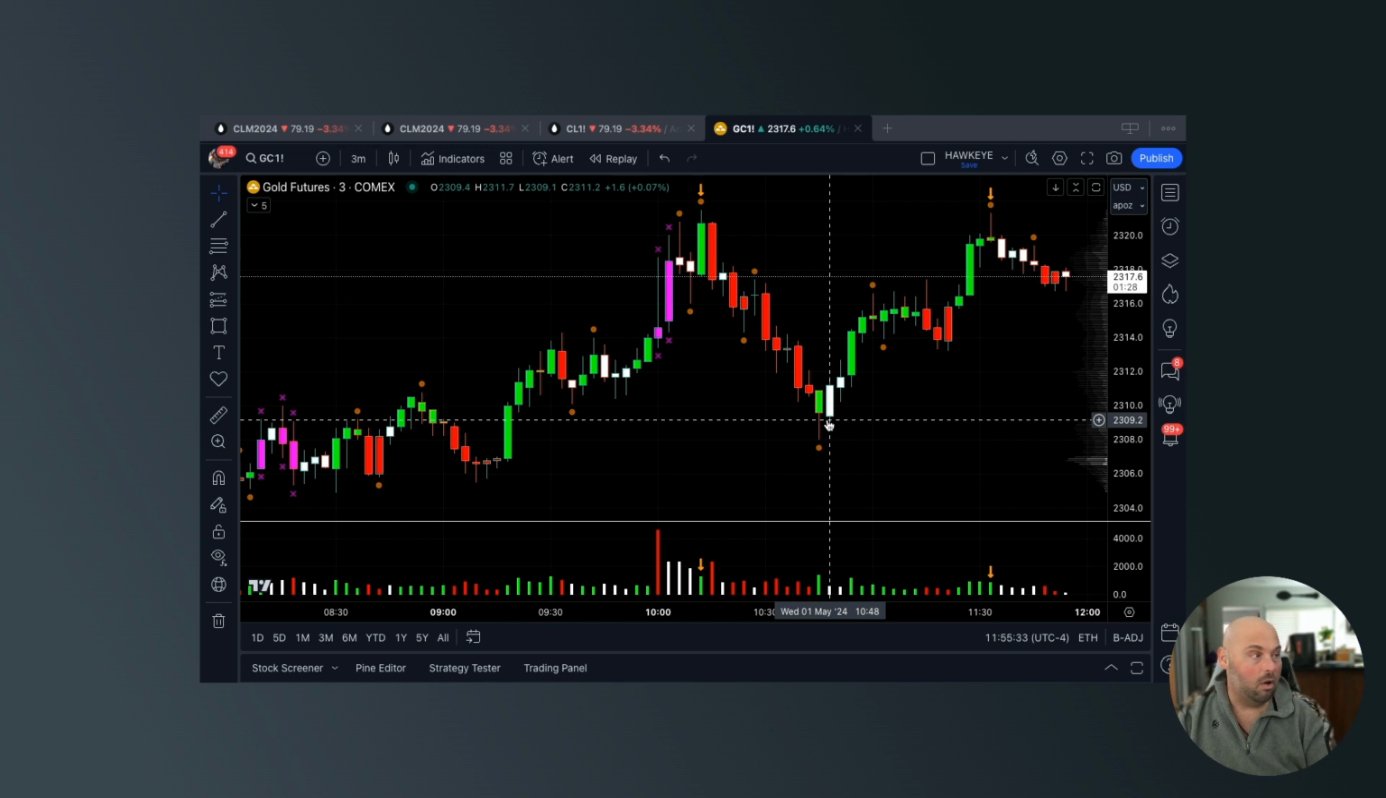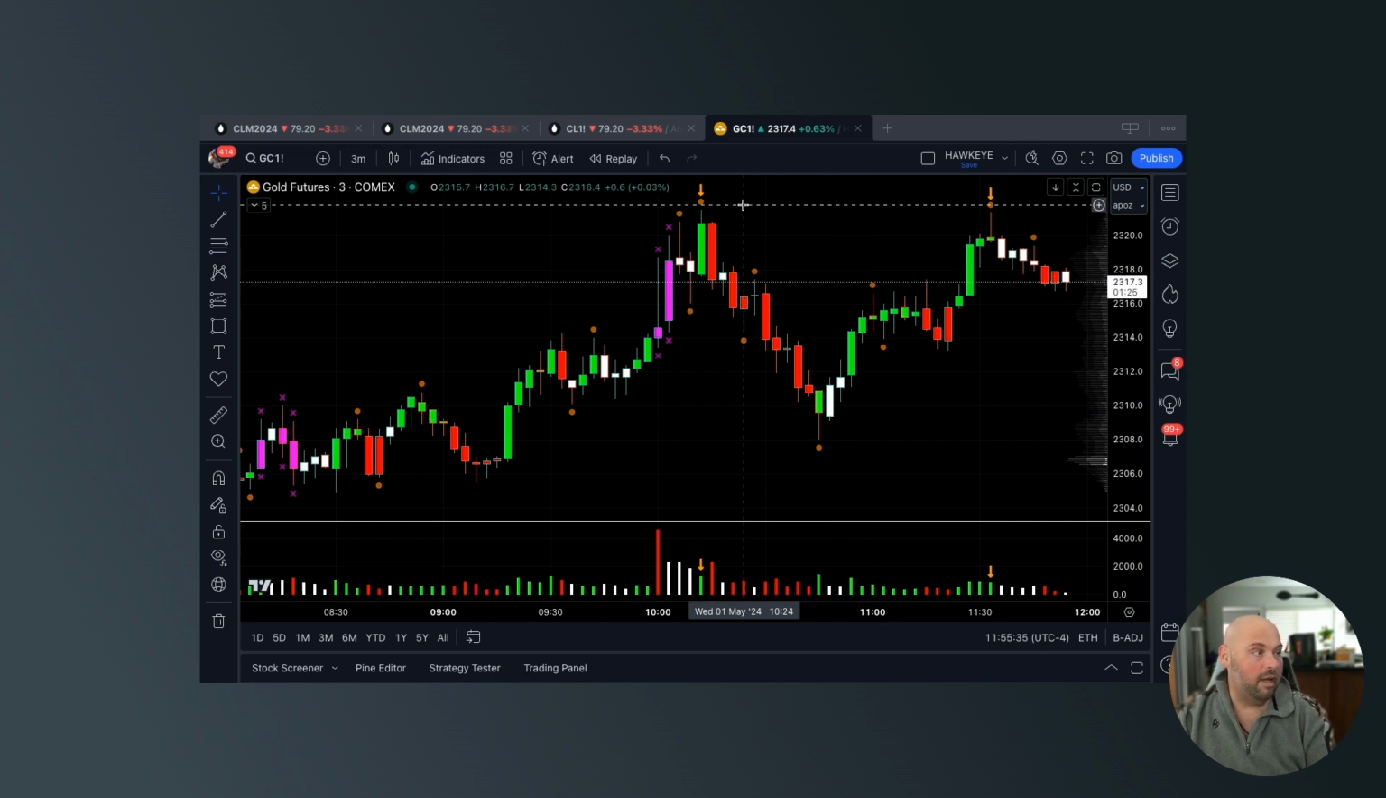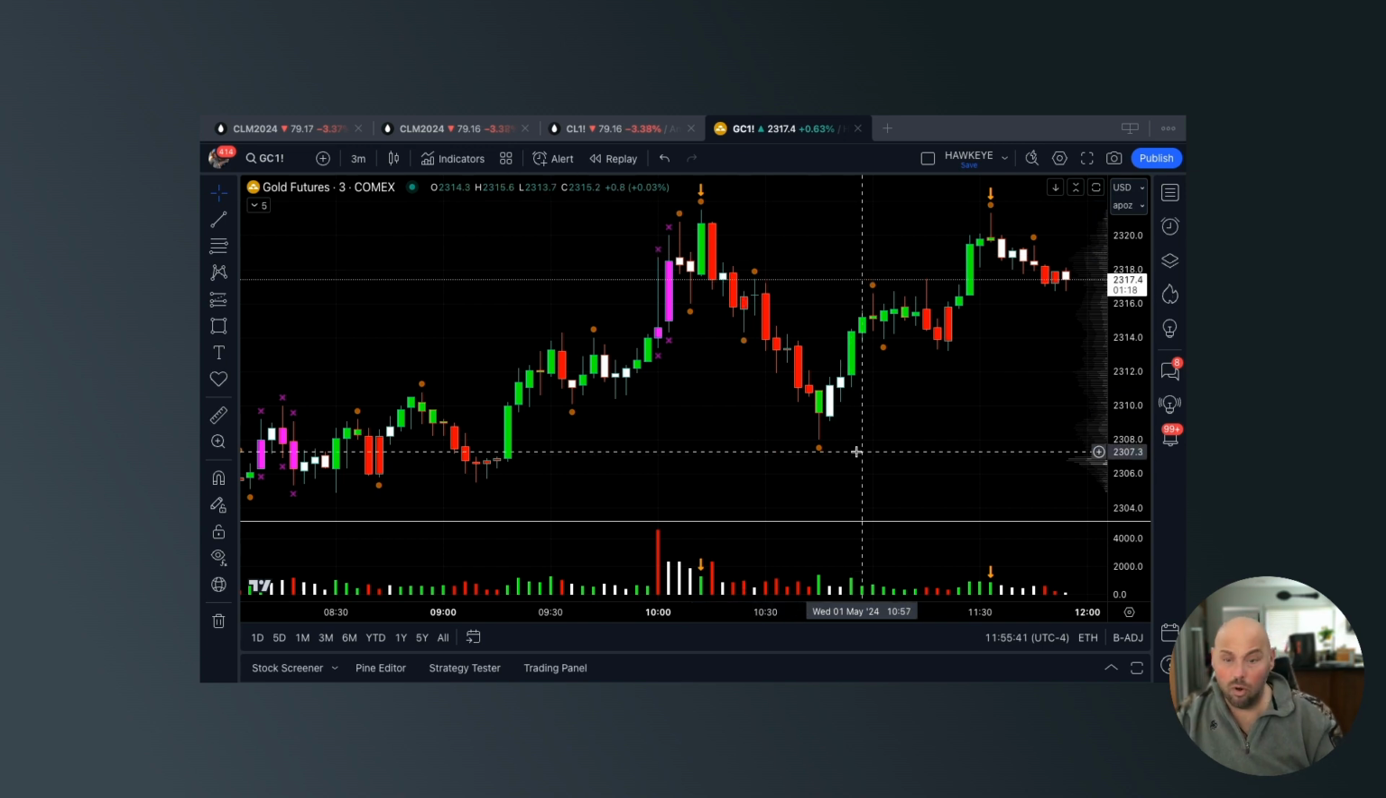Because where am I wrong? I'm wrong if we violate this candle. So what am I risking? I don't know, maybe 10 ticks to potentially earn over 100. That's a really, really great way to think about understanding how small of a risk you should be taking and how large of a profit you should be targeting.